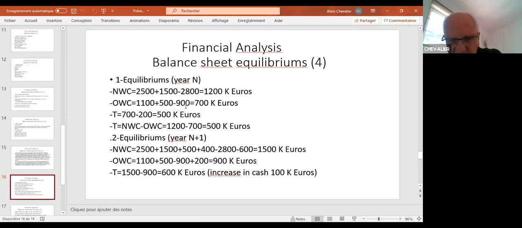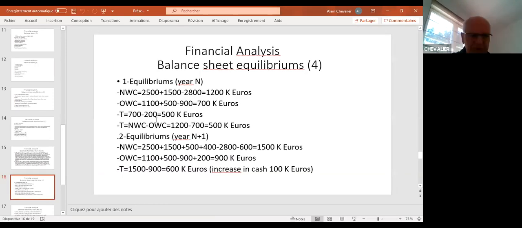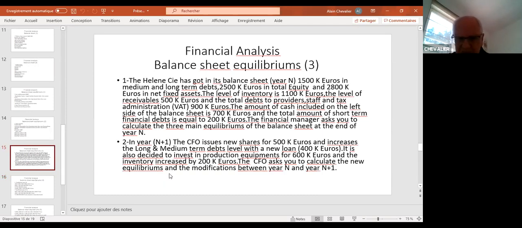Let's have a look now at the equilibrium in the year after, which is N+1. All the calculations we have been through here are for year N, and we have a few more data here in part 2 of the exercise. We have a few more data for the year after, which is N+1. Let's read what we know for year N+1.